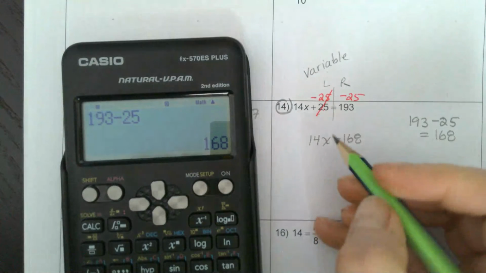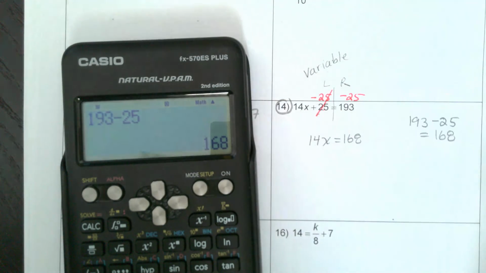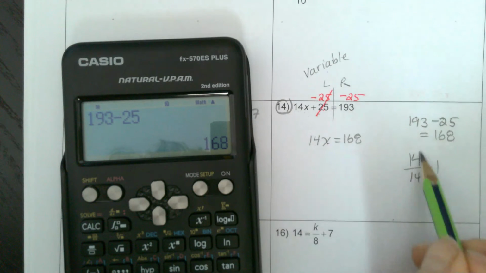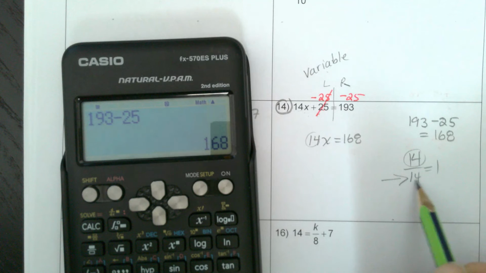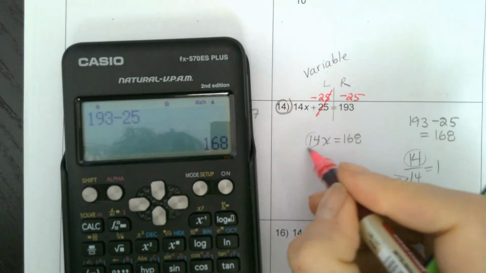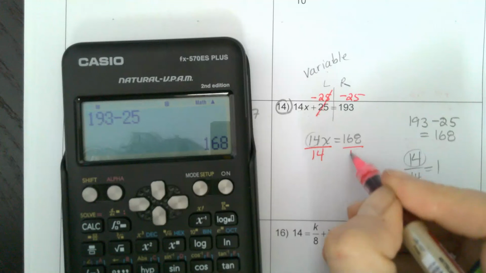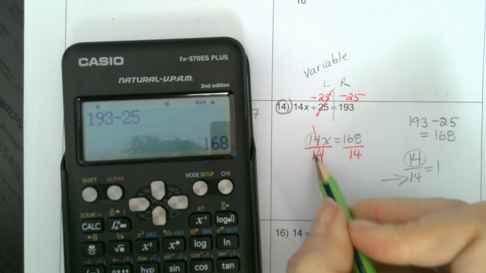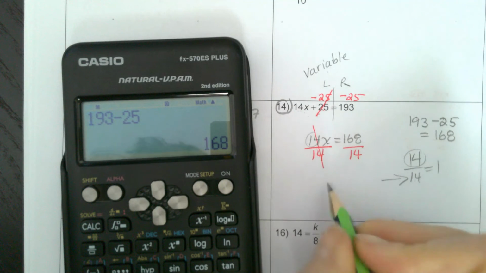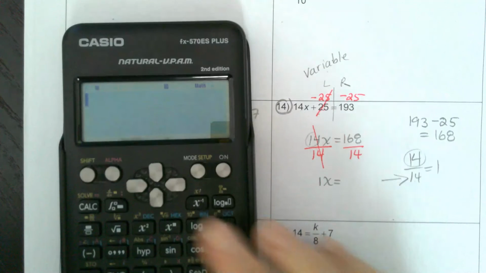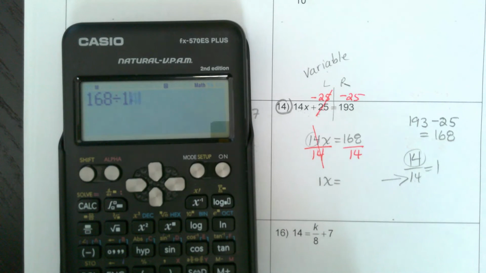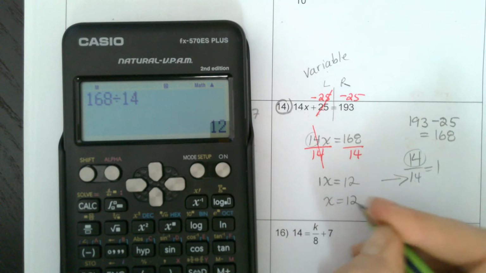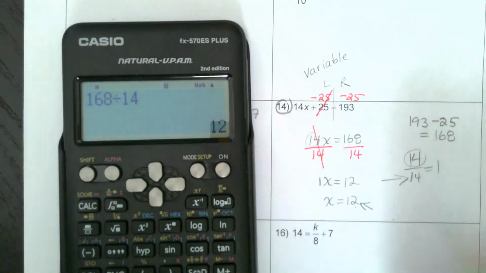So x wants to be alone, so I have to get rid of the 14. So I need to make the fraction 14 over 14 equals 1. I already have the top, so I need to put the bottom of this fraction on. So let's go divide by 14, same to the other side. That's 1. That's how I get x alone, is I do same over same and it makes 1. Then I have 1x and 168 divided by 14, 12. So x equals 12. And that's my solution, x equals 12.